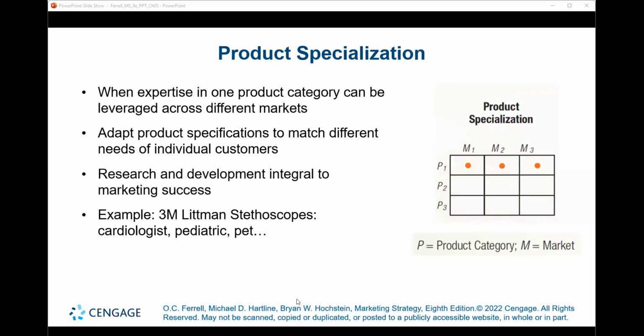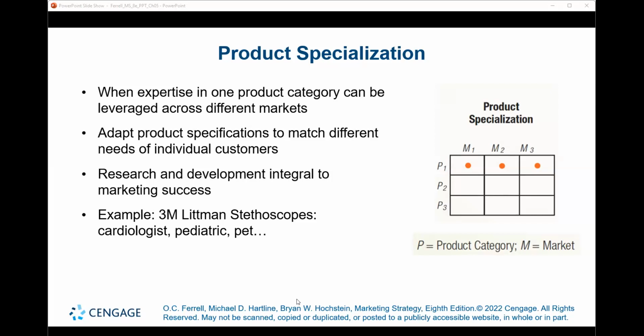And we come down to two final ones. Product specialization means that you're in multiple markets with one particular product. You adapt your product to meet multiple individual markets, and you invest in research and development on those particular products that you do so well.